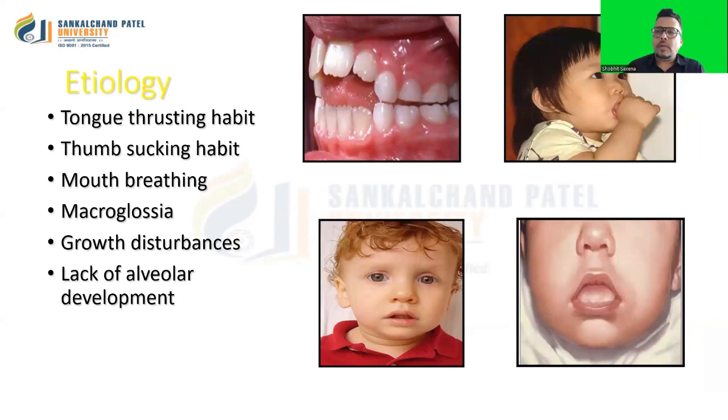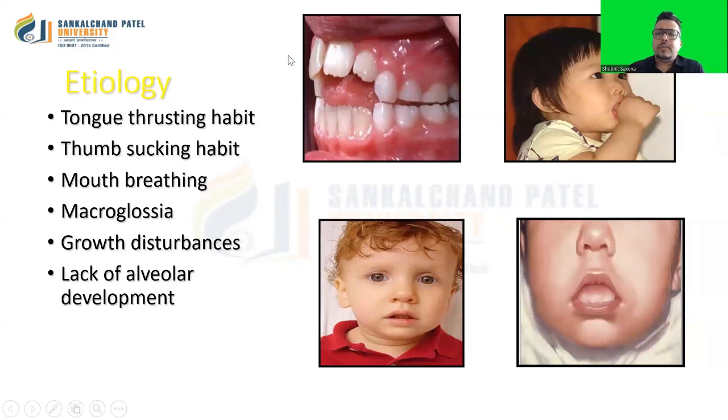Now we'll come to the etiology of open bite. Open bite is multifactorial. It can be caused due to n number of factors, so we'll just go through them one by one. The first one is tongue thrusting habit. Tongue thrusting occurs in children who have a tendency to place their tongue anteriorly while swallowing. So in these kinds of patients, open bite is seen.